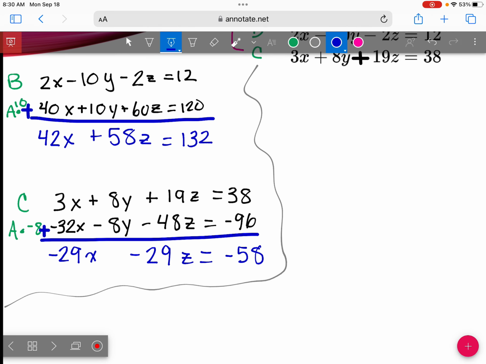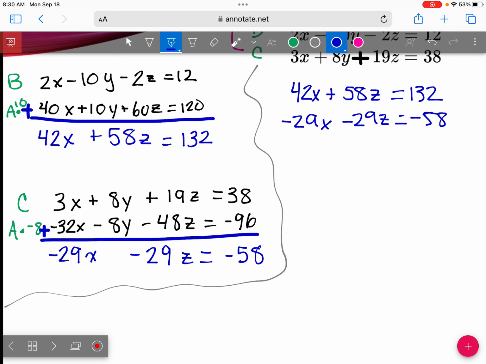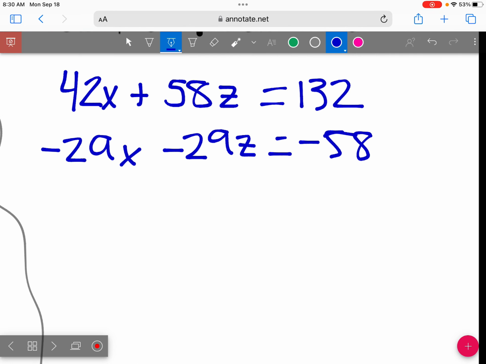Because what we're going to do now is we're going to take those two leftovers, my 42x plus 58z equals 132, and my negative 29x minus 29z equals negative 58. And now we treat it just like we did everything last week. Solve this system.